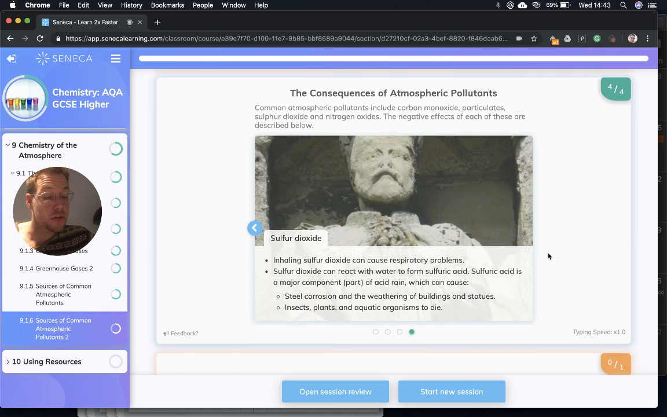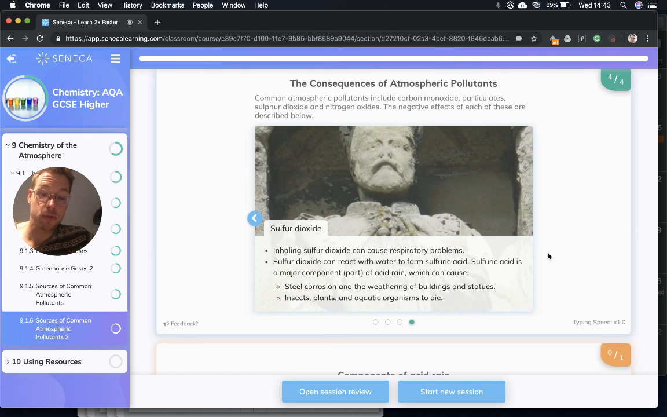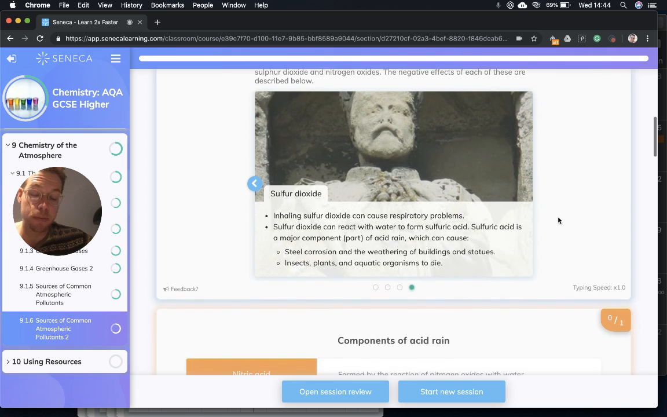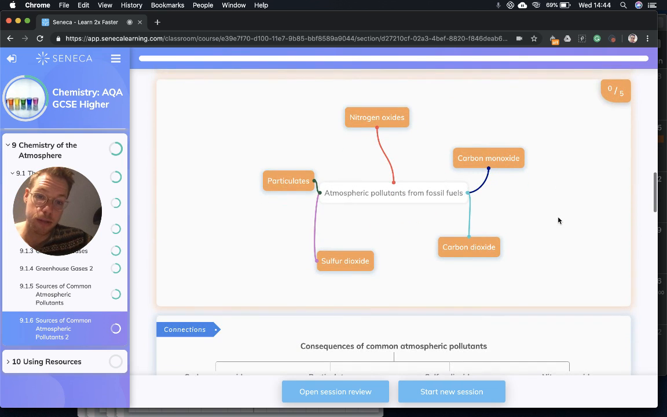Sulfur dioxide, what about that? Inhaling sulfur dioxide can cause respiratory problems, and it can also react with water, forming sulfuric acid, which is another major component of acid rain. And remember, what are the two things that acid rain does? Well, the first is corrosion or weathering, and the other is the death of insects, plants, and aquatic organisms.